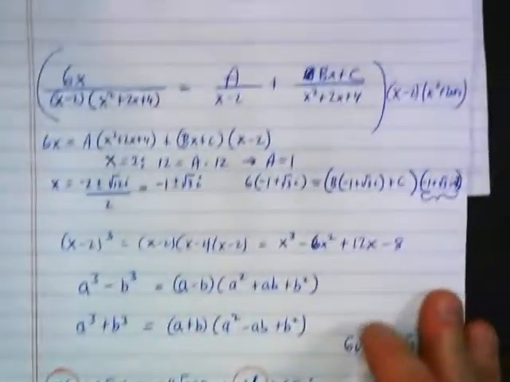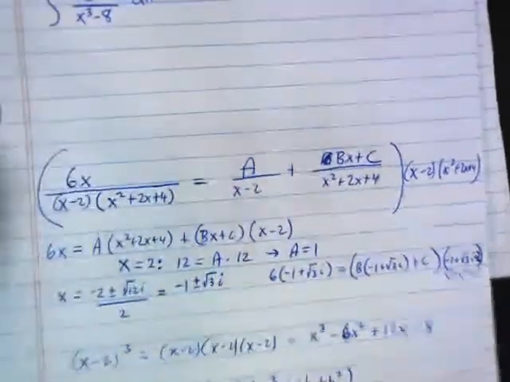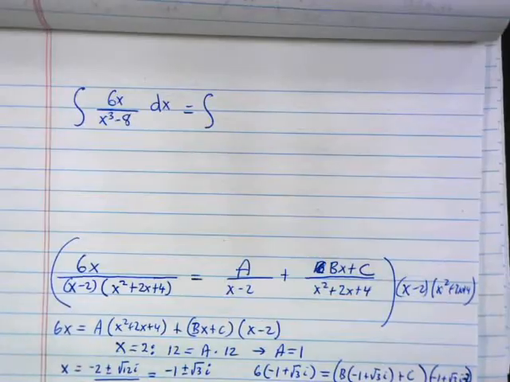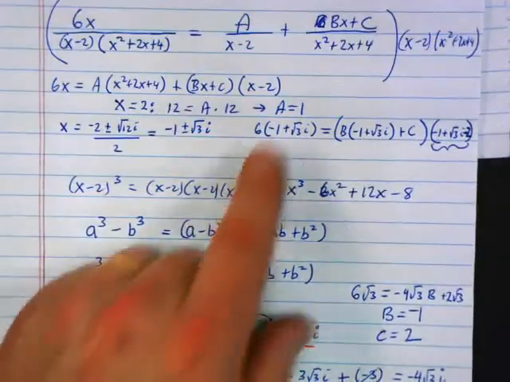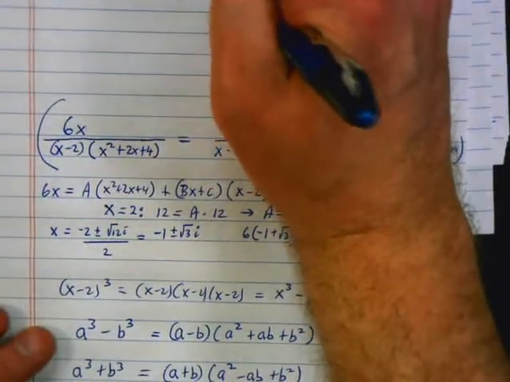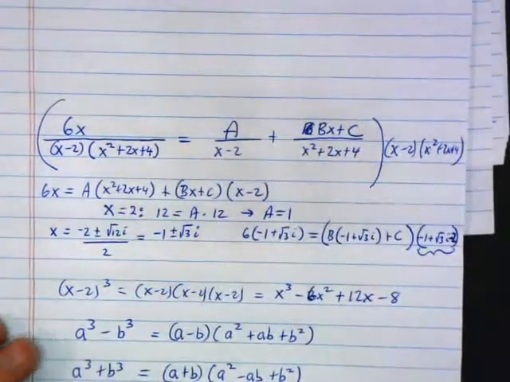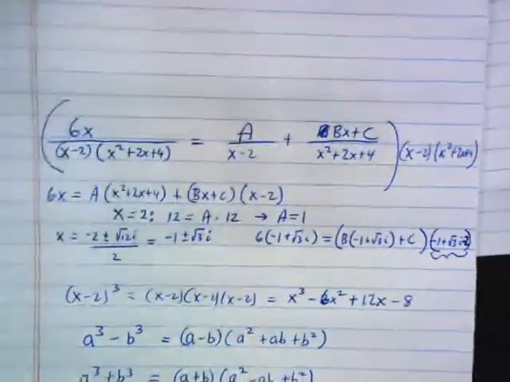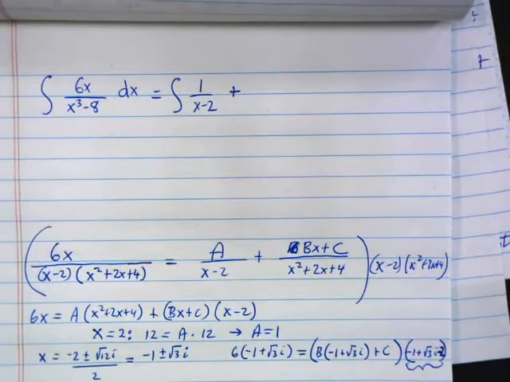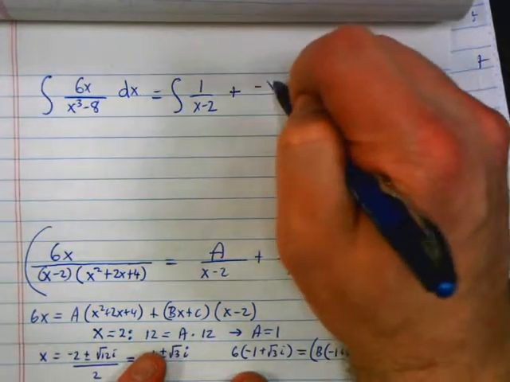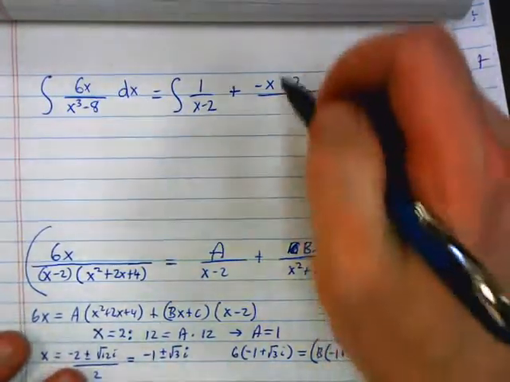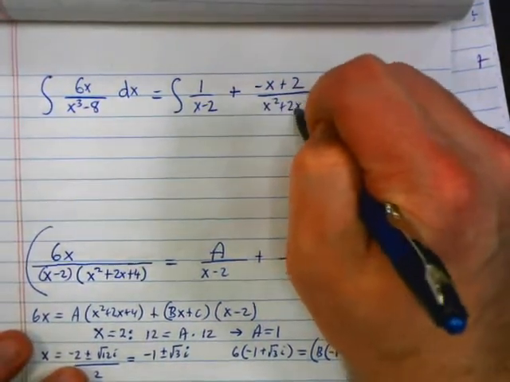All right, so we come way back up here. We're going to have the integral of a. I found a so long ago I forgot what it was. a was 1. 1 over x minus 2, plus bx plus c, where b was negative 1 and c was 2. So negative x plus 2 over x squared plus 2x plus 4.